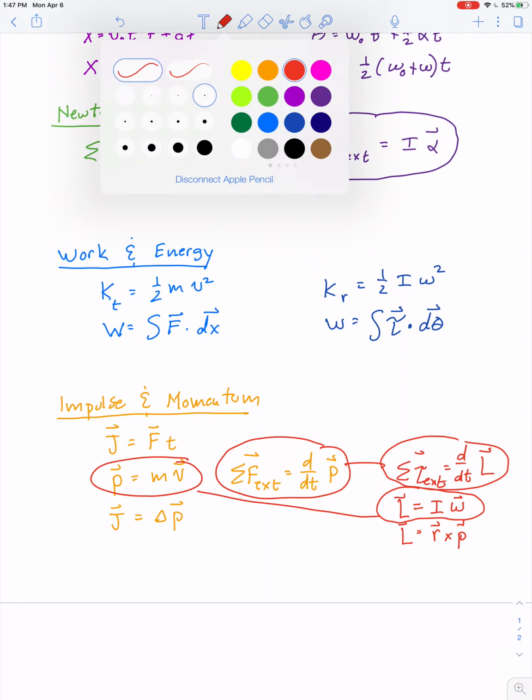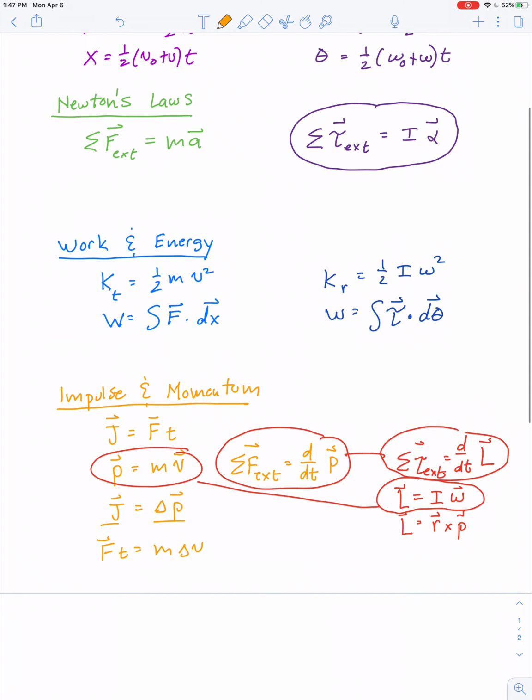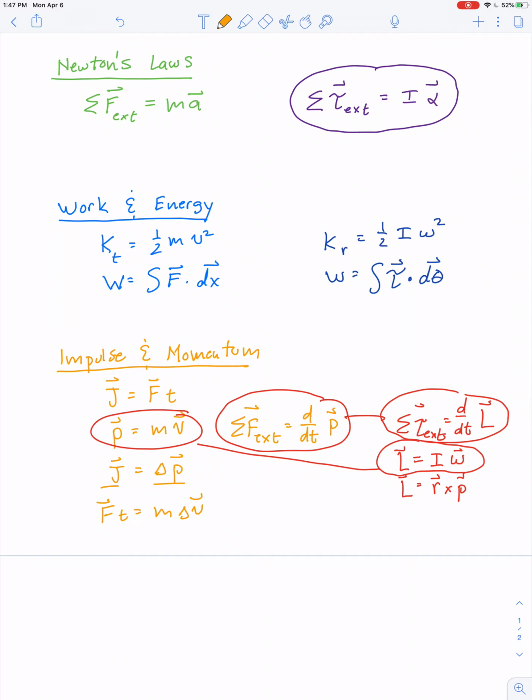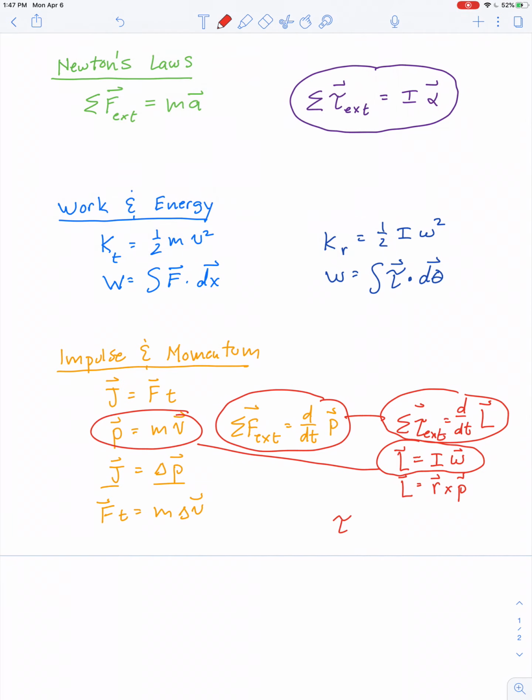Another way of saying impulse is change in momentum is to say force multiplied by time is equal to mass multiplied by a change in velocity. So likewise, we can say that a torque multiplied by some amount of time is equal to rotational inertia multiplied by a change in angular speed.